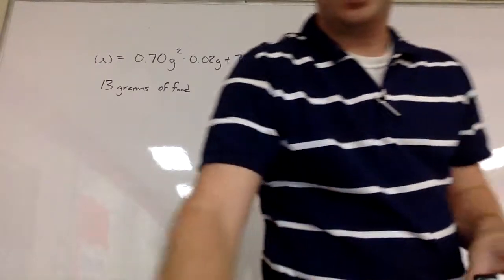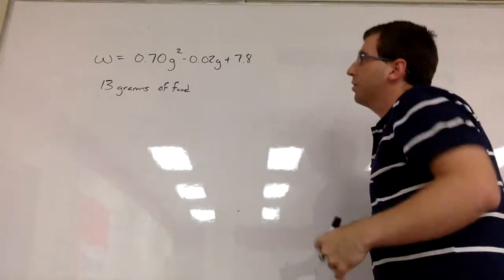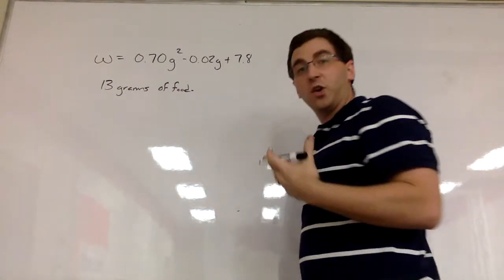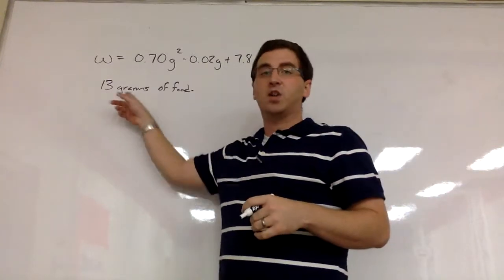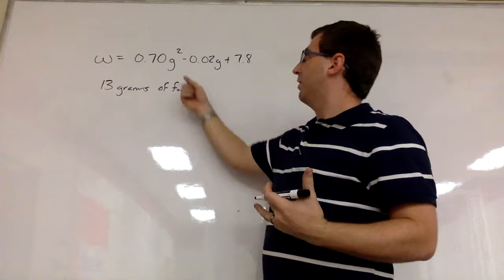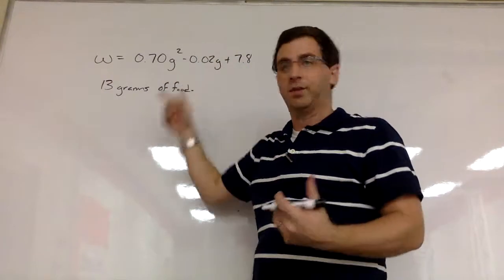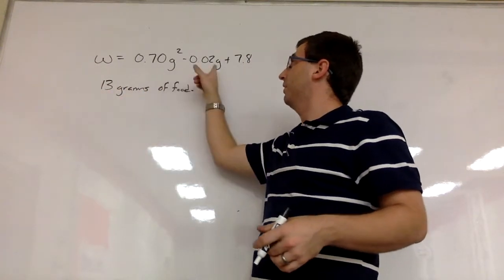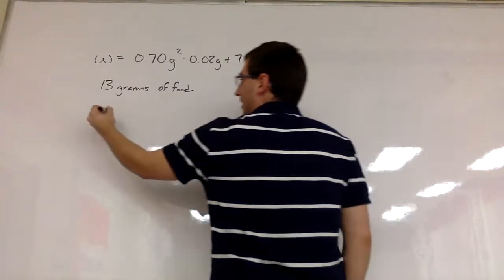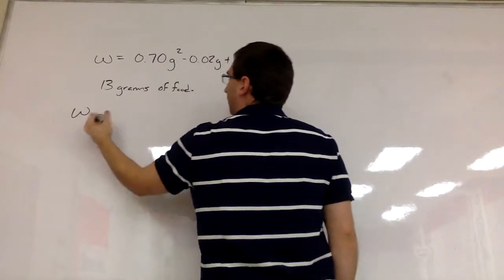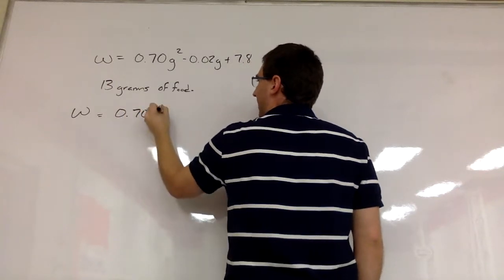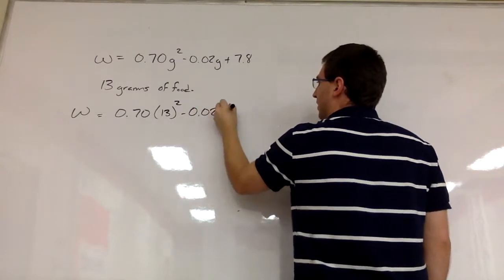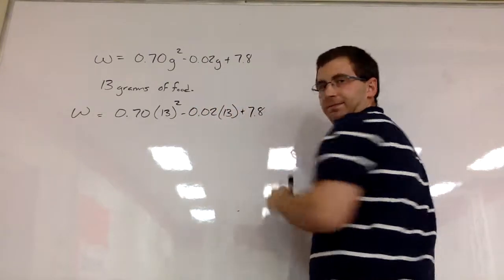Now, this is when the calculator comes in. Of course, you do have to show your work, but where the work comes in, we've got to figure out where 13 goes. 13 talks about the grams of food that is fed to the mouse. G represents the amount of food, the grams, and W represents the weight of the mouse. So here, 13 would go in place of every little g that we have. So when we substitute it, that would be W equals 0.70 times 13 squared minus 0.02 times 13 plus 7.8.